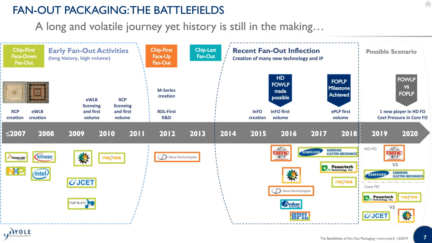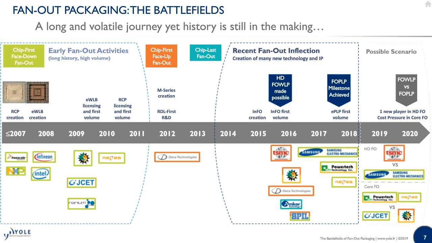Looking at the timeline, around 2011 to 2012, Deca released their M Series with their adaptive patterning technology. This technology helps to avoid the pick-and-place accuracy issues faced by other technologies, and it is a cheaper face-up fan-out scheme. If you look into more recent years, in the recent fan-out inflection, you can see there are more players with different technology and IP.